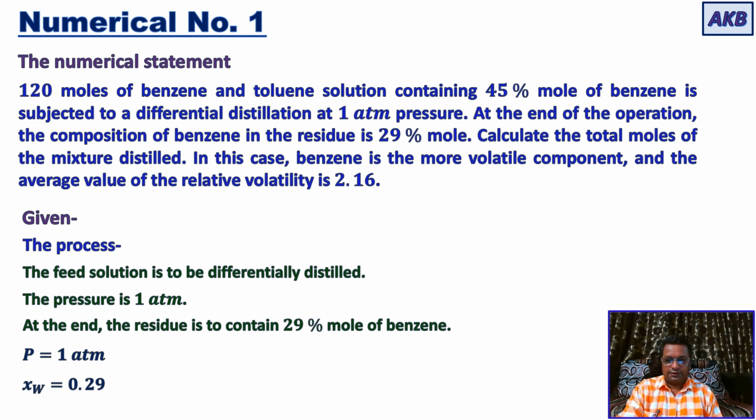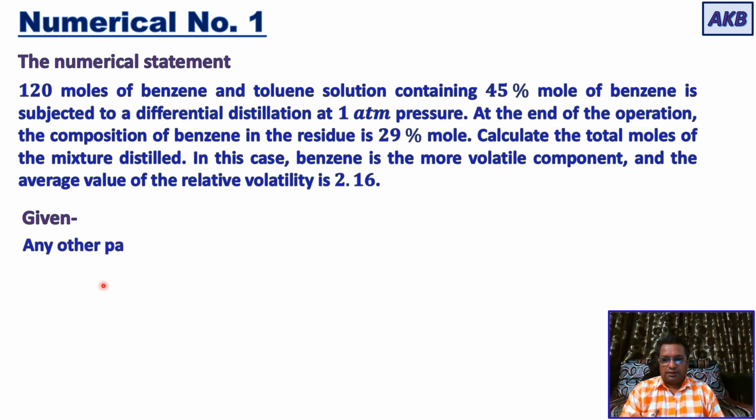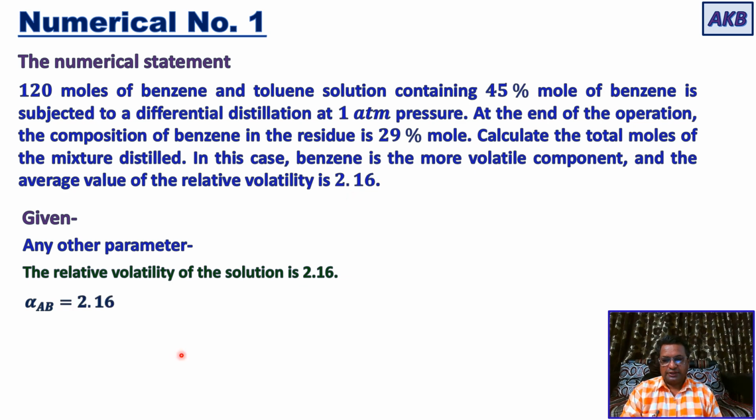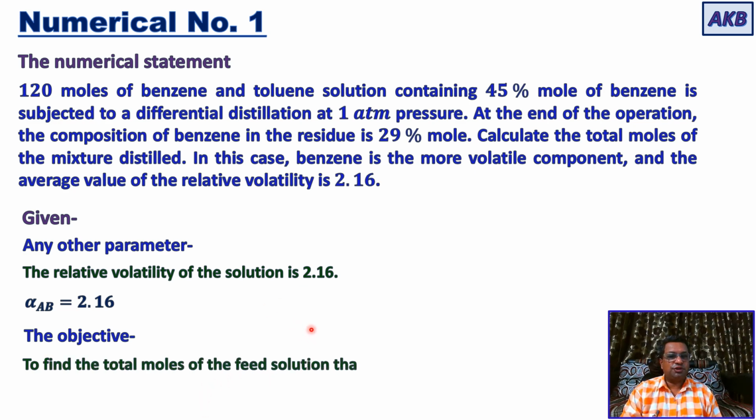Okay. Further, is any other parameter given to us? The answer is yes. It is the relative volatility. Relative volatility is given to us. The relative volatility is 2.16. That is alpha AB is 2.16. And what is the objective? The objective is to find the total moles of the feed solution that gets distilled. So that means we have to get D moles of distillate that are obtained during this process. Okay, so these are the given things.